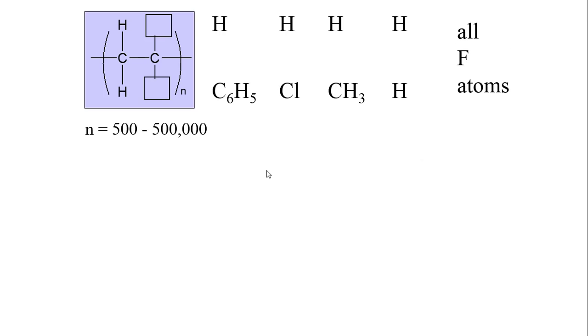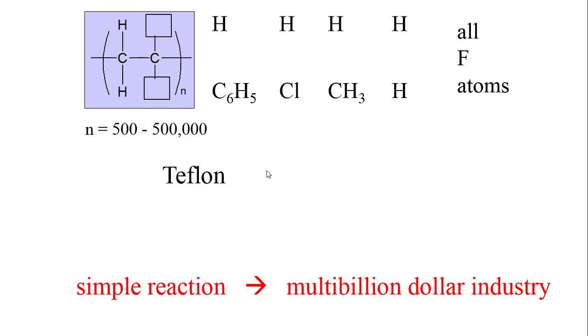If all four positions around the two carbon atoms are occupied by fluorine atoms, we end up with Teflon, like what you have in frying pans. It's amazing to imagine that this very simple type of addition reaction, adding across the double bond of an alkene, which we can understand and diagram, is the basis for a multi-billion-dollar industry.